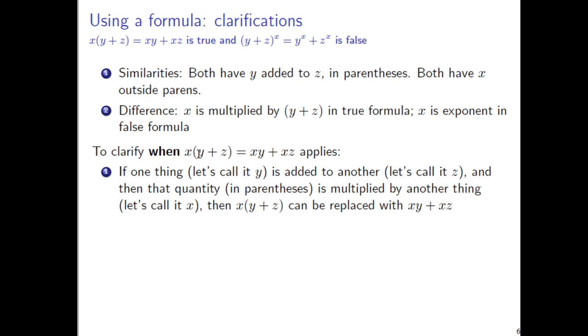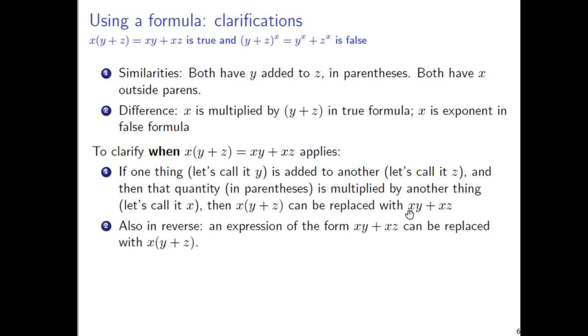So x times, I'm thinking of the y plus z first because it's in parentheses. So you've got a first thing, let's call it y, plus a second thing, let's call it z. That result in parentheses is multiplied by a third thing called x. Then the whole point is that x times quantity y plus z can be rewritten as or replaced with xy plus xz. You can also do this in reverse. All of these true formulas work in reverse.